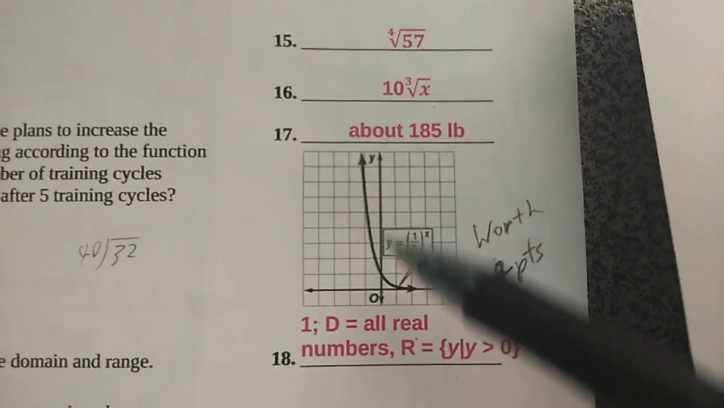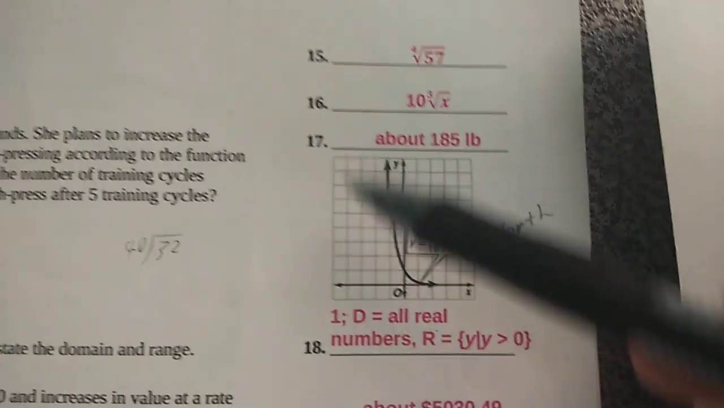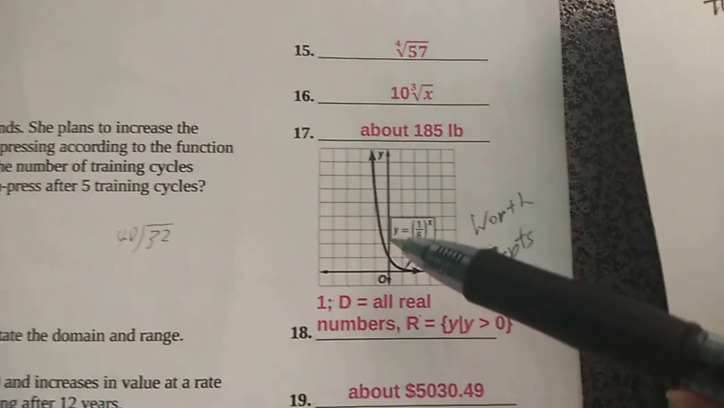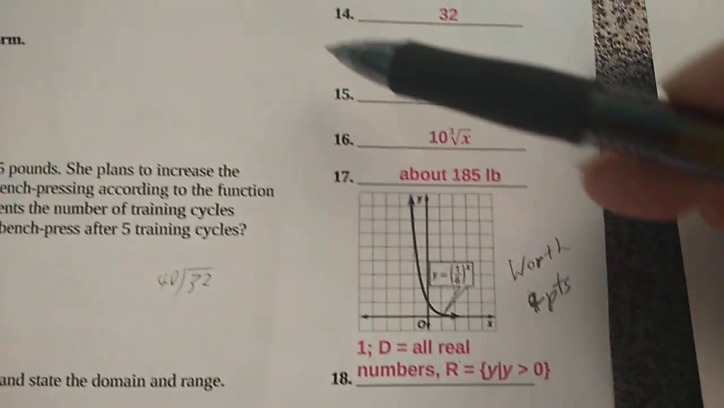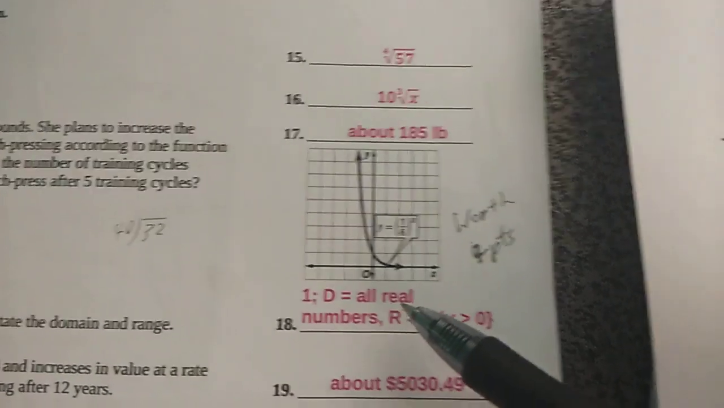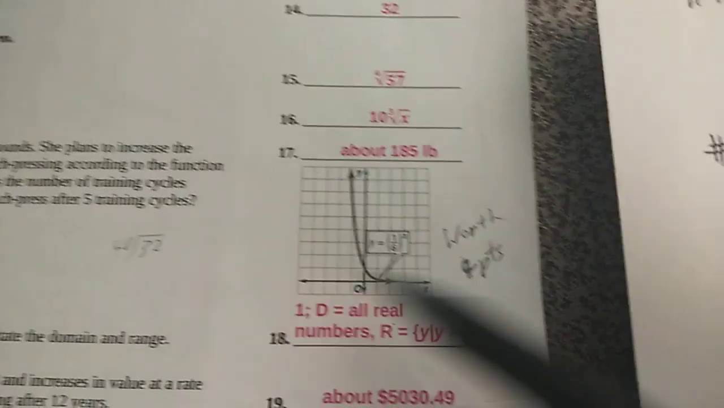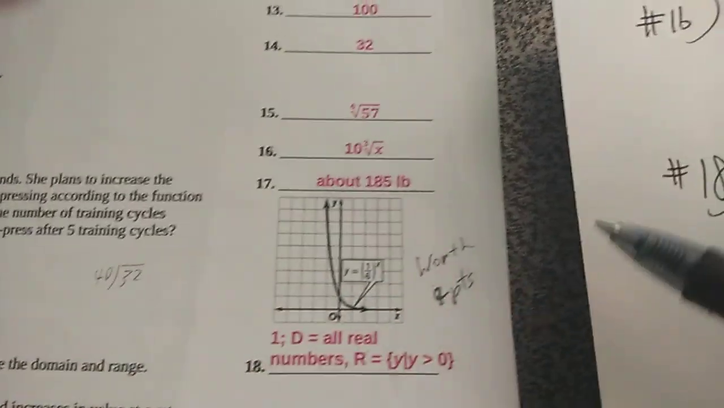Domain means where can the x be? Like where does this line extend to? Well, it can keep going in this direction forever, and it can keep going in this direction forever as well. So it goes on infinitely in both directions. That means it's all real numbers. That's what the domain is, how far can the x go.